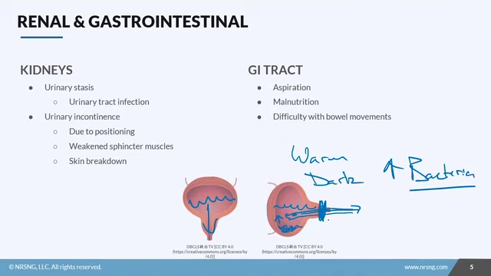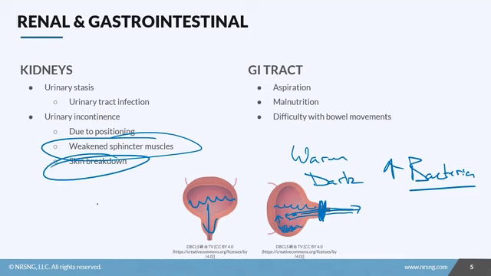The other thing that becomes an issue with the Foley is that you have this sphincter right here, and because a urinary bladder can't close completely, you're going to get a weakened sphincter muscle, and it can actually cause urinary incontinence. And then because the urine is staying there on the skin, you're going to get your potential skin breakdown from it. So we really want to get those patients sitting upright. We want to get them engaging their bladder.